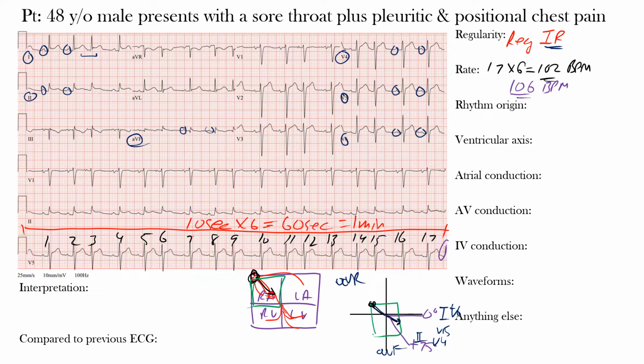And notice that they all have the similar morphology, and you have one P wave before every QRS complex, okay? There's that 1-to-1 ratio, which is also required for sinus rhythm, okay?